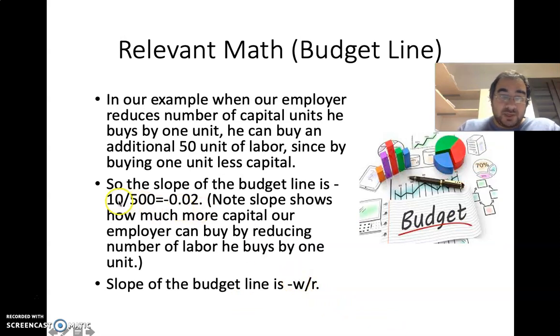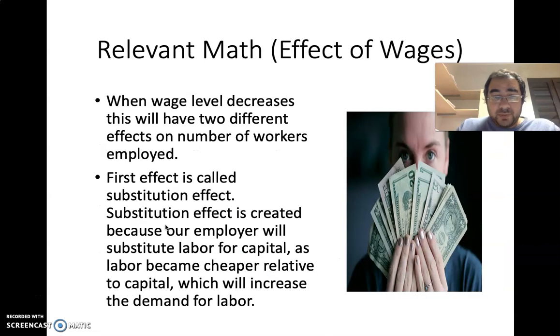For example, if wage is 20, now you have 20 over 500, which will be 0.04, 1 over 25 basically. So you can calculate it. But this number will be higher without the minus, and with the minus, of course, it will be a smaller number because we have a negative slope. So you will have two effects, just like in the case of the indifference curve.